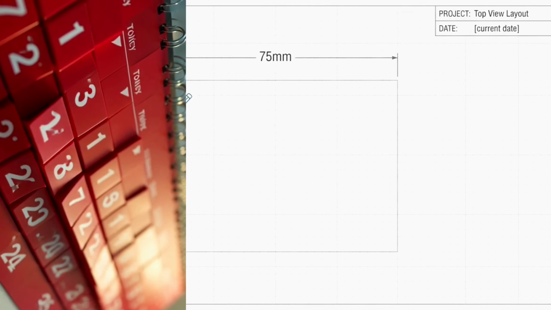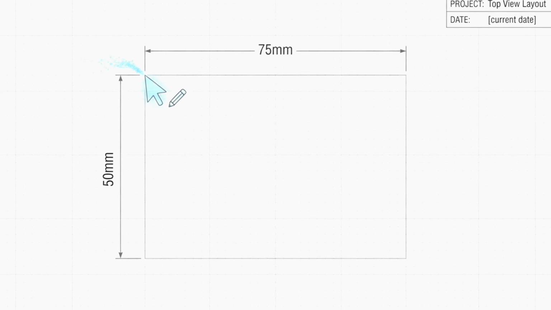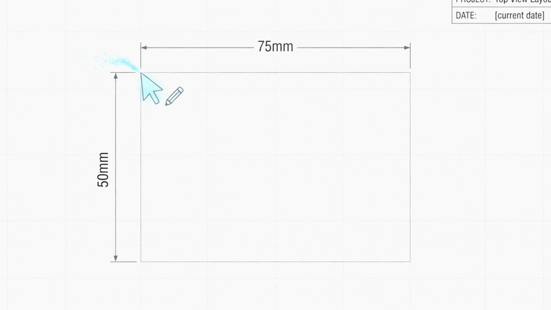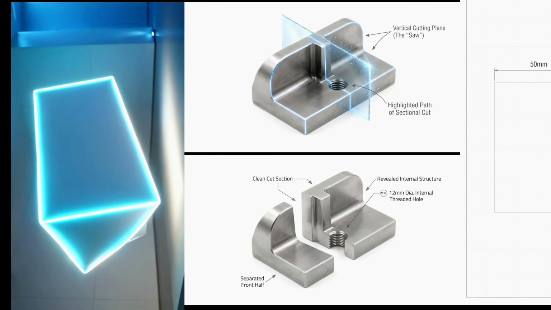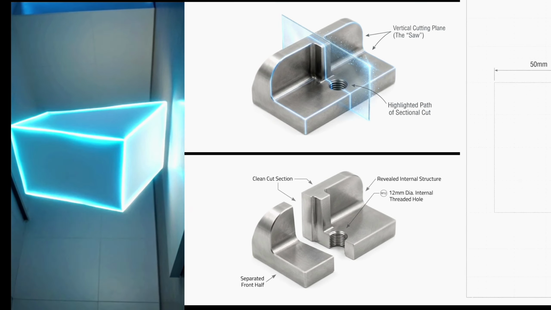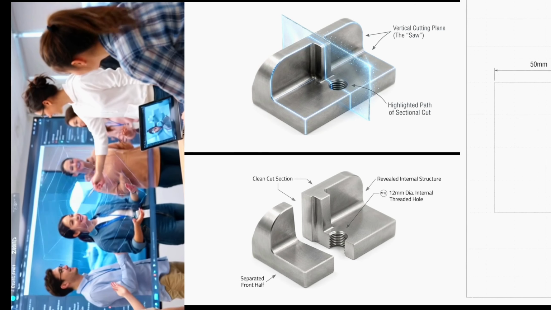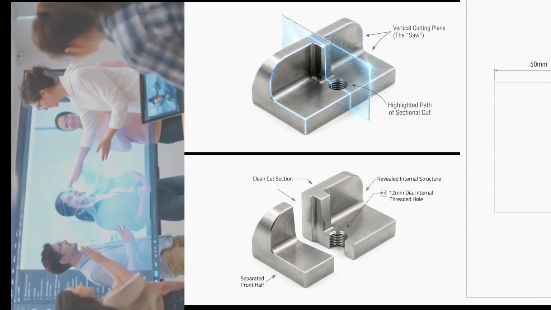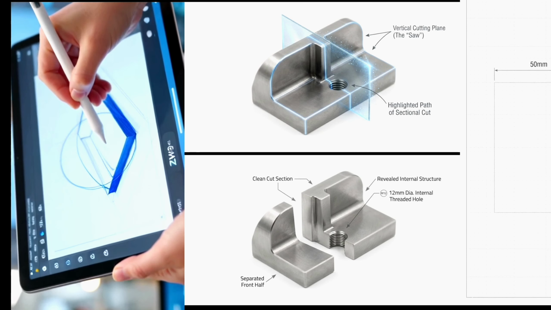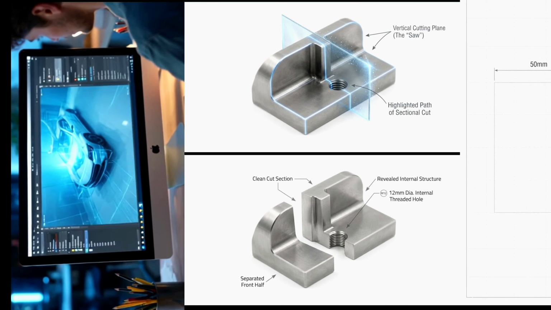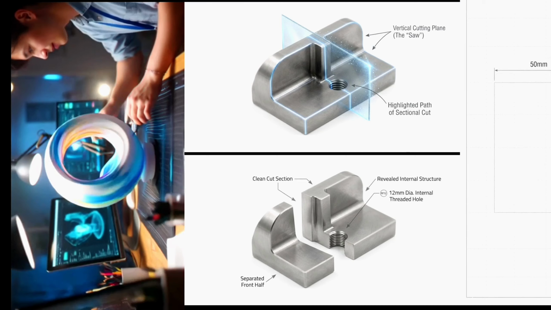Drawing the top view. We begin with the top view. Start by drawing the base rectangle. The size of this rectangle represents the footprint of the object. So draw a rectangle of 75 mm length and 50 mm width. This rectangle defines the outer boundary of the top view. Always draw light construction lines first, because we may need to adjust them later.